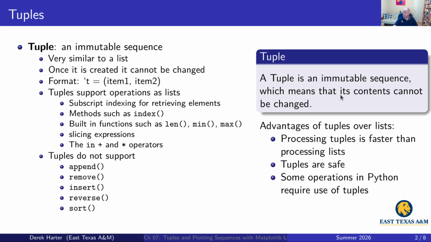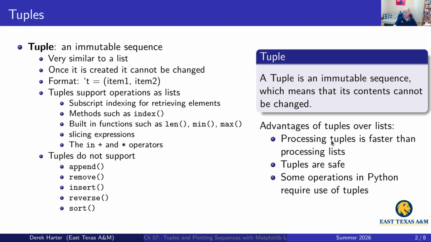A tuple is an immutable sequence, which means that its contents cannot change. Round parentheses instead of square brackets are used whenever you're specifying a tuple. It supports any of the methods we talked about, including built-in functions like length, min, max, and any of the member methods that don't modify it, that don't add or remove elements. So tuples don't support append, remove, insert, reverse, and so on.